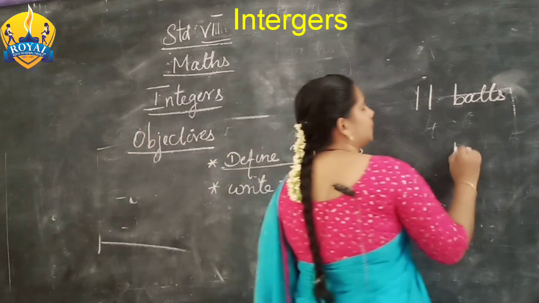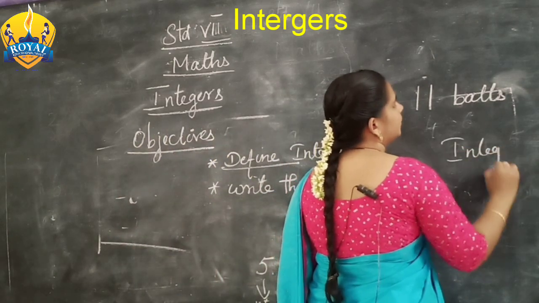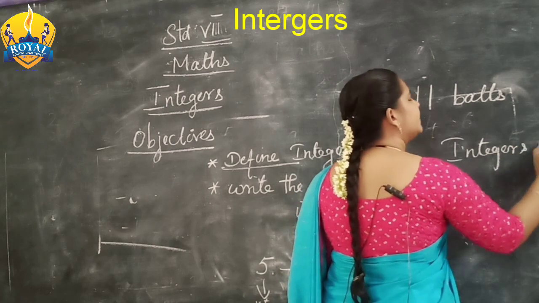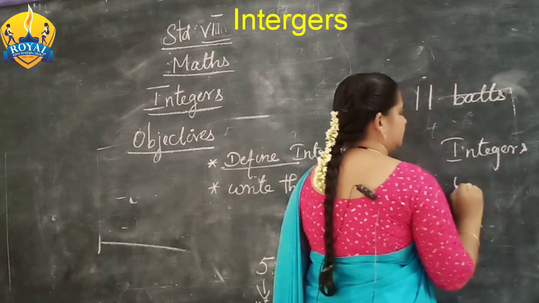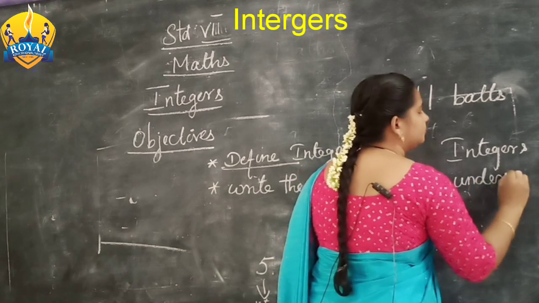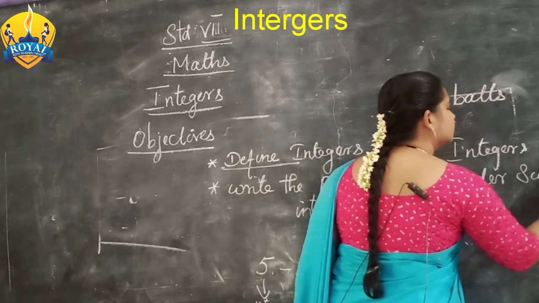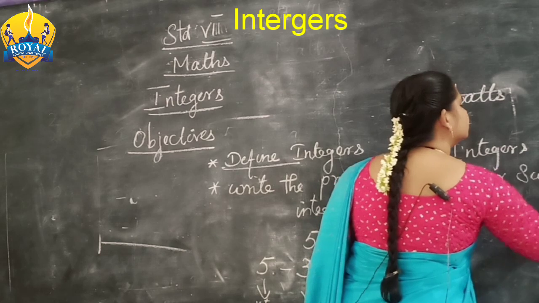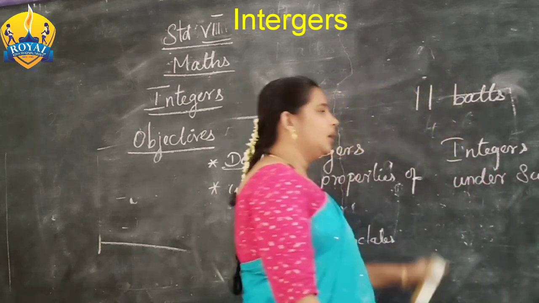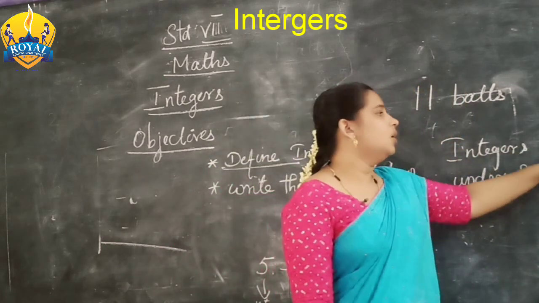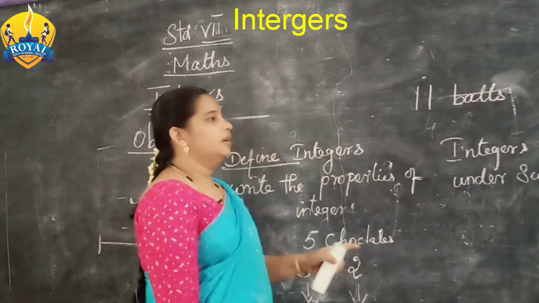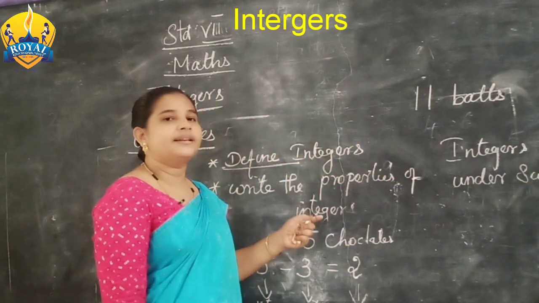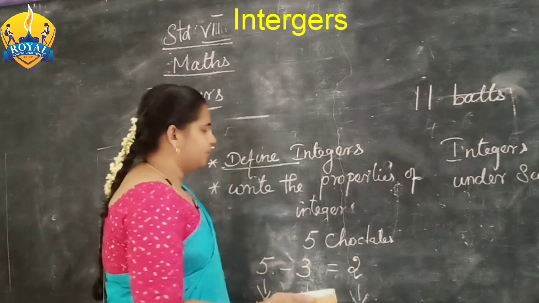Okay. So in general, integers are closed under subtraction. Integers are closed under subtraction.